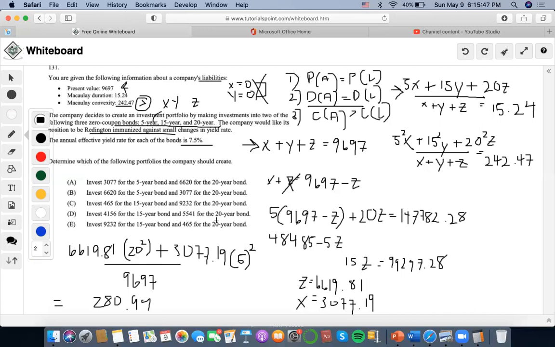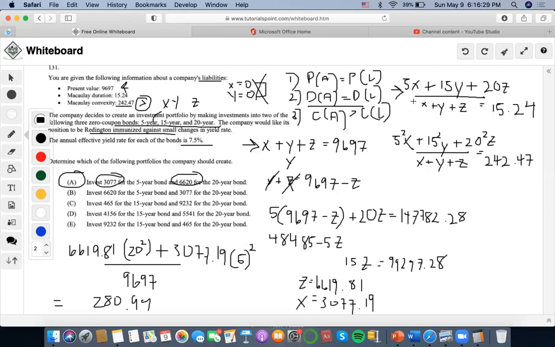So if I were to look at the answer choices, I would see that I am able to invest 620 for the 20-year bond and 3077 for the 5-year bond. And yeah, it worked. That's why A is the right answer. If I were to set x equals 0, what would actually happen? Well, I maybe would have just set y equal to this, and then what else would I have done?